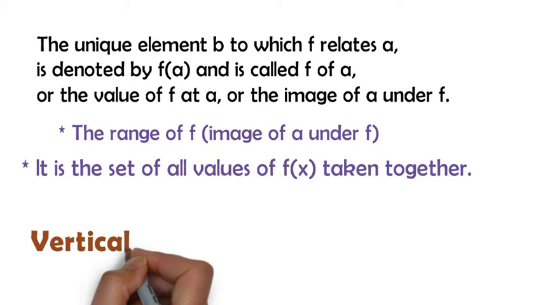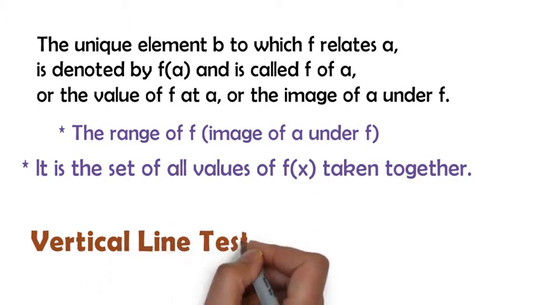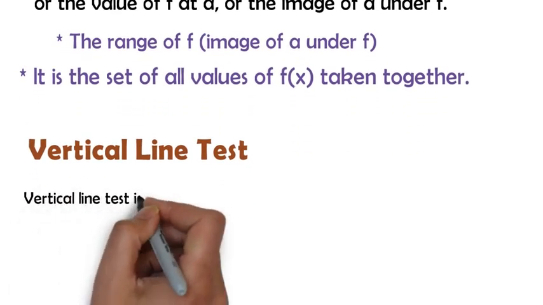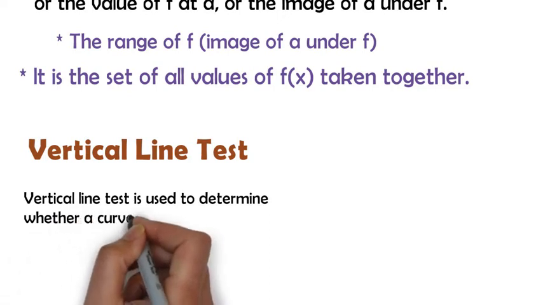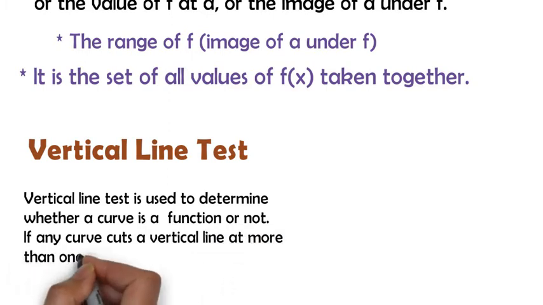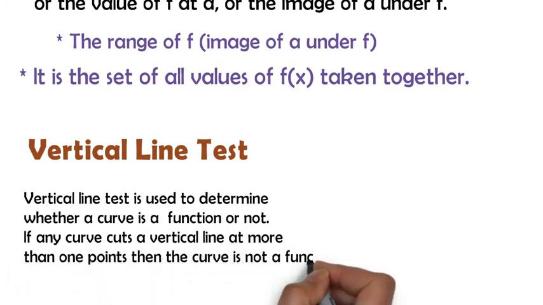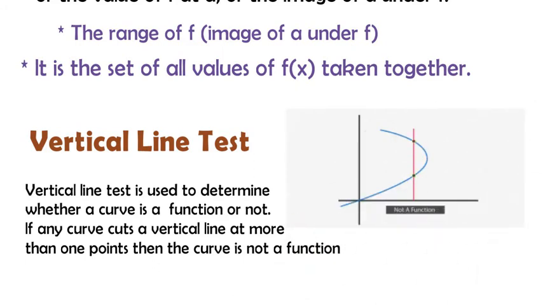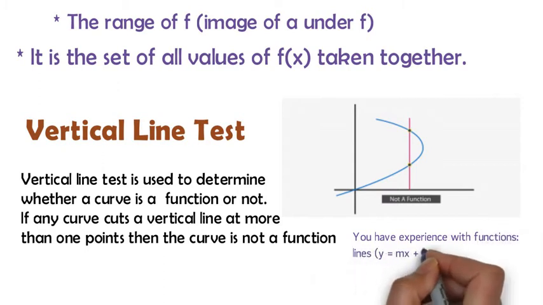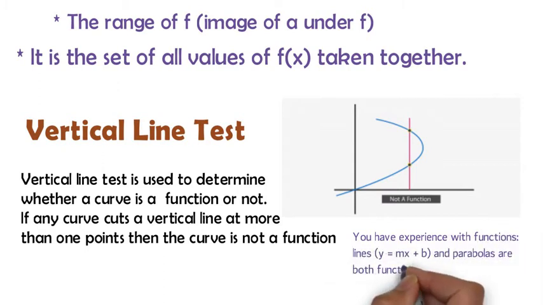Now, for a function to exist, it must pass the vertical line test. What is the vertical line test? The vertical line test is used to determine whether a curve is a function or not. If any curve cuts a vertical line at more than one point, then the curve is not a function. You have experienced functions like straight lines, y equals mx plus b, and parabolas. Both are functions because they pass the vertical line test.